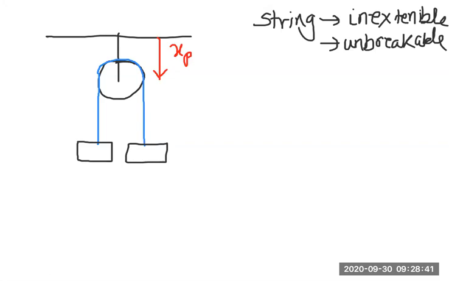Then I measure the distance of the block 1. So this is block 1, this is block 2. I measure the distance of block 1 from this reference point, and I find that this distance is x1. And then I measure the distance of block 2, and I find that the distance is x2. So in terms of x1, xp and x2, I would like to write down a relation for the length of the blue line in terms of these quantities x1, x2 and xp.